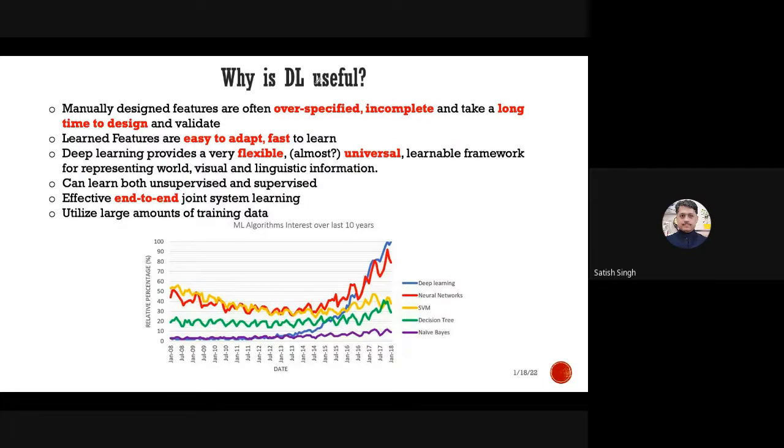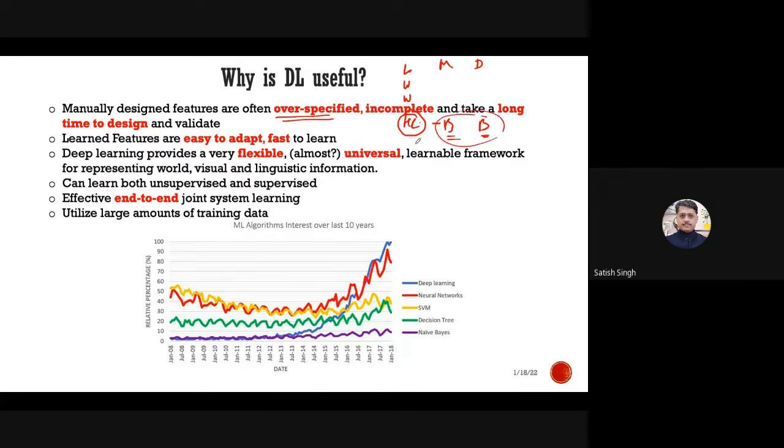So why is deep learning useful? Manually designed features are often over-specified. Over-specified means, for example, sometimes you need to differentiate a man from a dog. The dog may also have black hair, and the man can also have black hair. And you have mentioned the length, the width, the weight, and the hair color. In case of hair color, for both it will be black, whether it is a man or a dog.